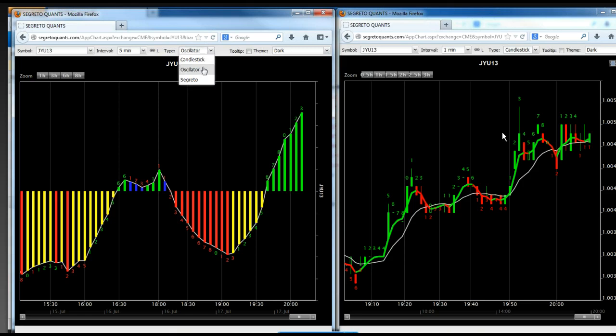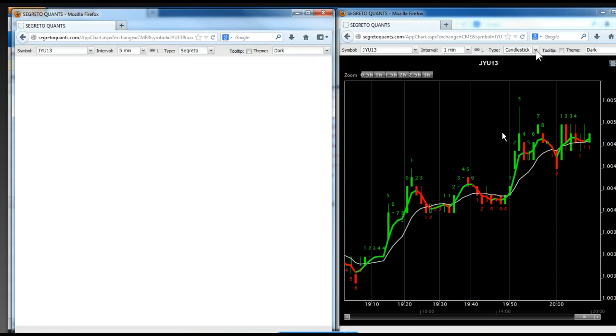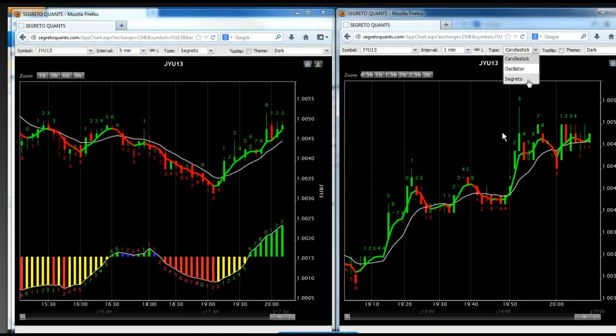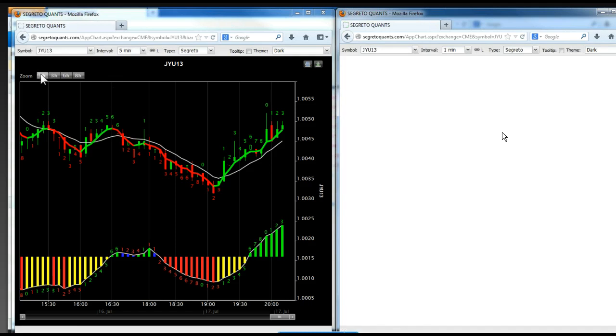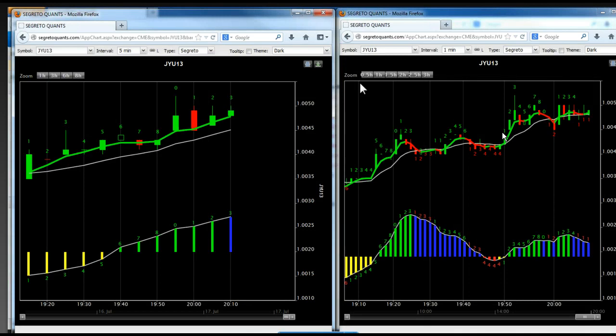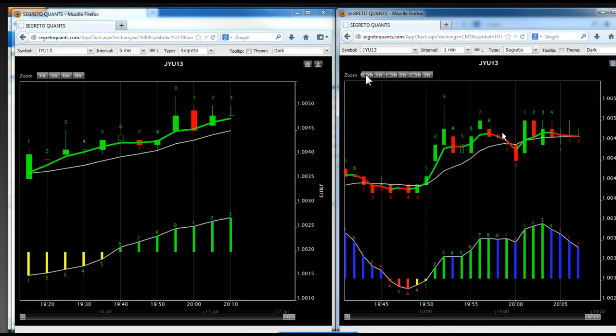Now there's one more adjustment we can make. It's called the Segredo. And this is how I roll. I keep both the candlesticks and the oscillators on the same chart because I use them both. And on the 5-minute chart, typically we'll use a 1-hour view. Over here on the 1-minute chart, I'll use a half-hour view. Okay.